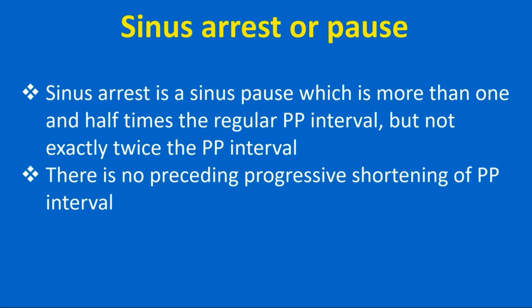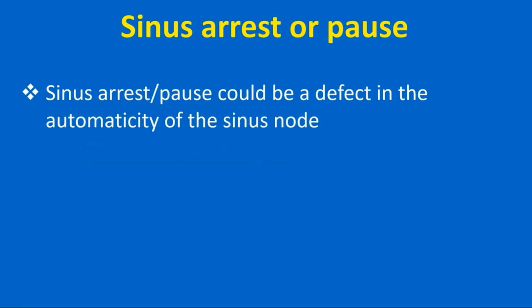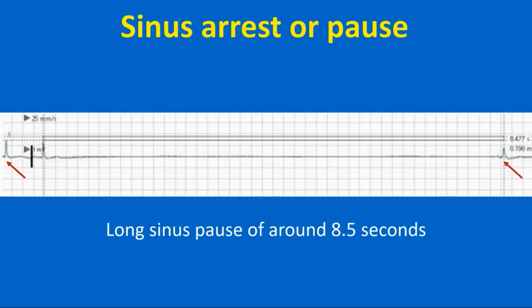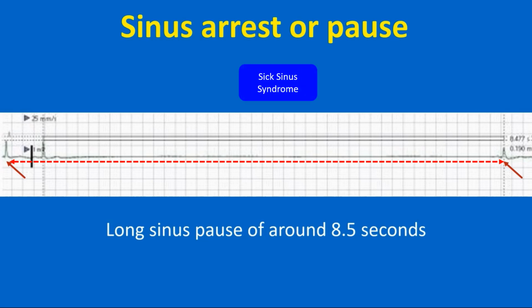Sinus arrest is a sinus pause which is more than 1.5 times the regular PP interval but not exactly twice the PP interval. There is no preceding progressive shortening of PP interval. Sinus arrest or pause could be a defect in the automaticity of the sinus node. ECG rhythm strip documenting a long sinus pause of around 8.5 seconds. Such long pauses are a manifestation of sick sinus syndrome.